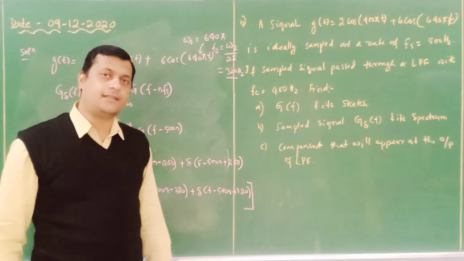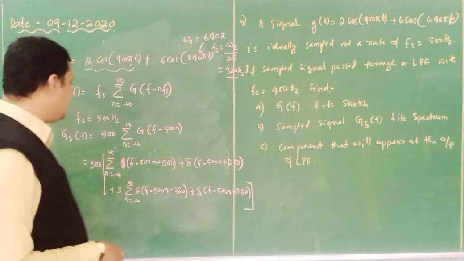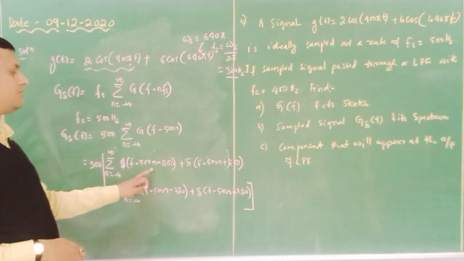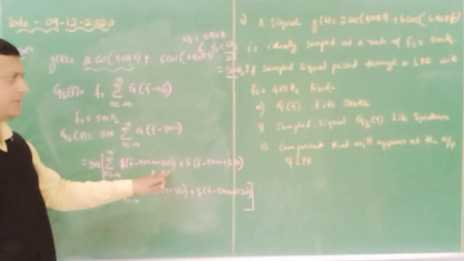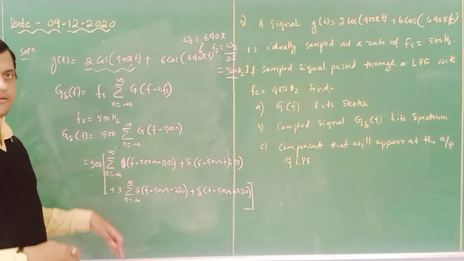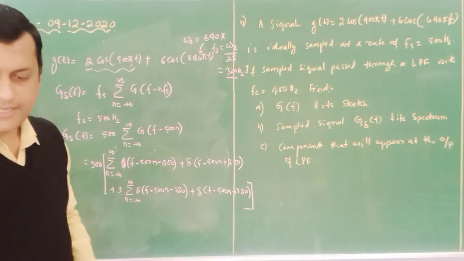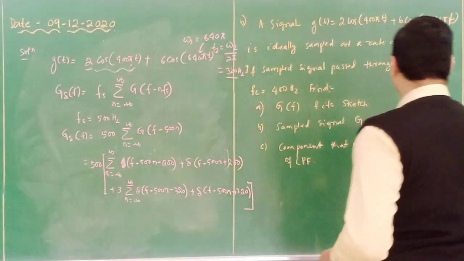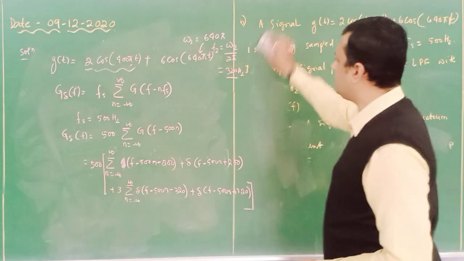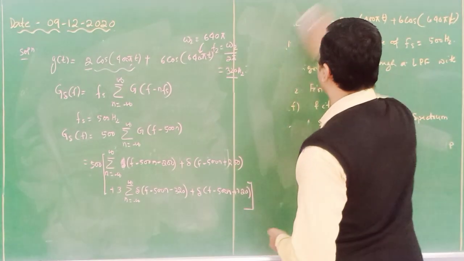Okay. Now for the sampled signal, if n is equal to 1, what will be your f minus this one, that you have to calculate. If n is equal to minus 1, how much will it be, and then you can represent the sampled signal. Okay. So let me represent it.